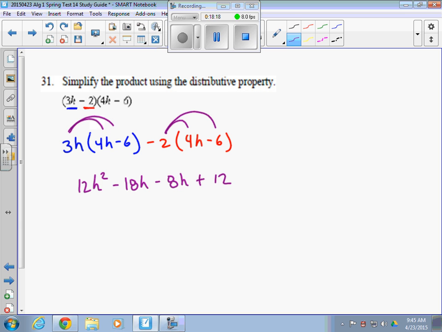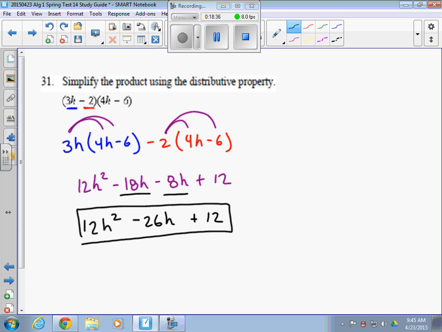Again, now it looks just like FOIL at this point. You combine the like terms, the ones that are in the middle, negative 18h and negative 8h, and you get negative 26h, and bring the rest down, plus 12 and 12h squared. So again, here is a simplified trinomial that you get from using the distributive property on two binomials.